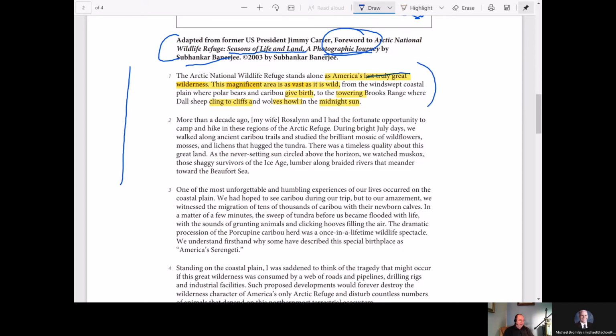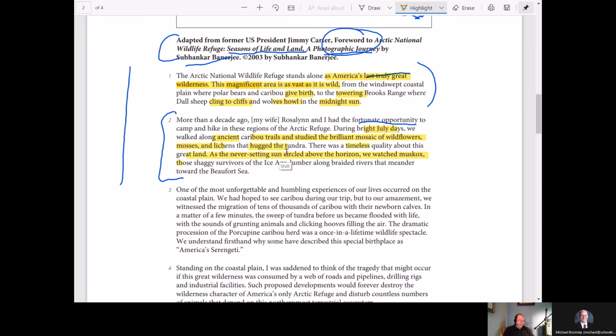Okay, and then he goes in and he brings about a personal story. So here he's kind of setting up his authenticity. So we went there. I was there. This is an ethical appeal, saying we went there. We were fortunate to go and camp and hike, and during that, again, we were just using that similar language. The bright July days, we walked ancient caribou trails, brilliant mosaics, blah blah blah. Hugged the tundra, timeless quality, great land, never setting sun.